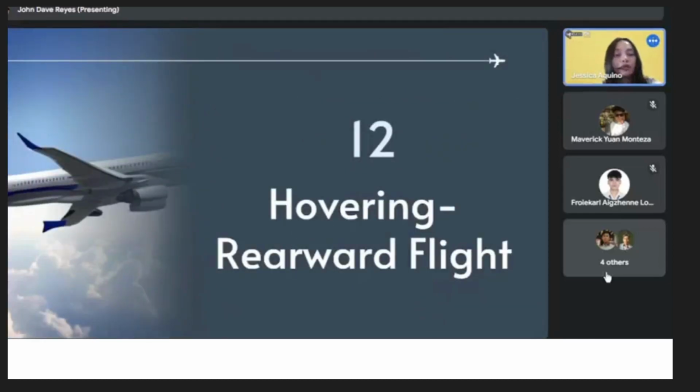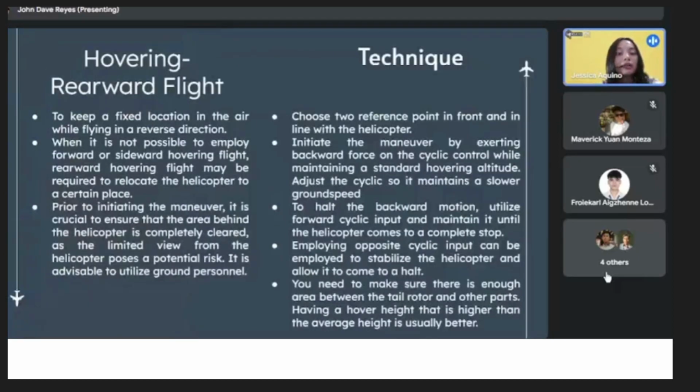Hovering rearward flight. In rearward hovering, a helicopter performs a movement called hovering to keep a fixed location in the air while flying in a reverse direction. When it is not possible to employ forward or sideward hovering, then rearward hovering flight may be required to relocate the helicopter to a certain place.